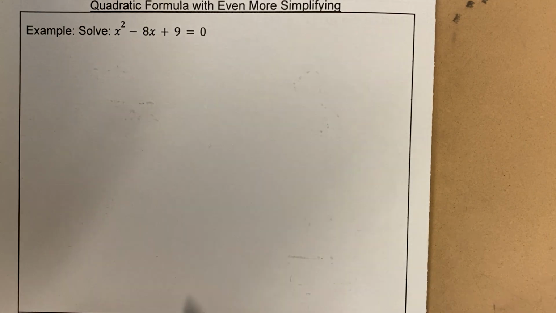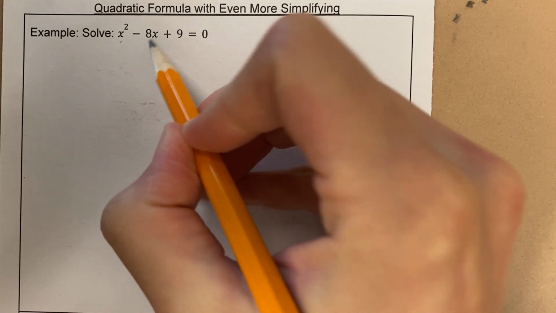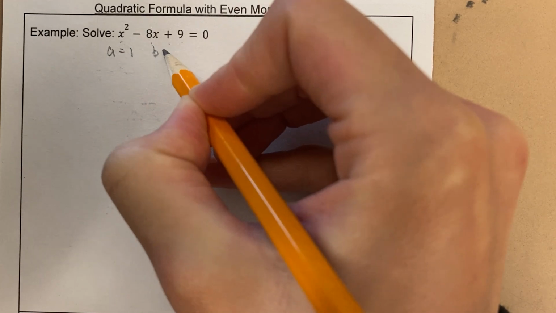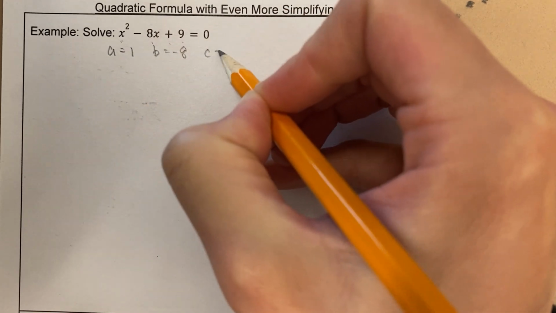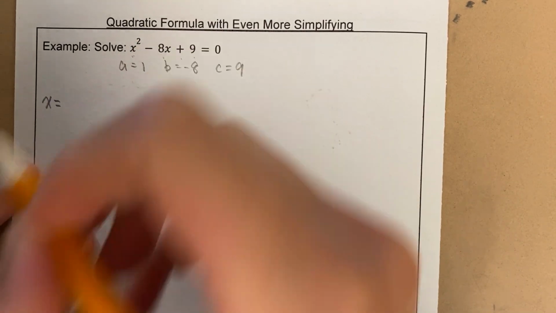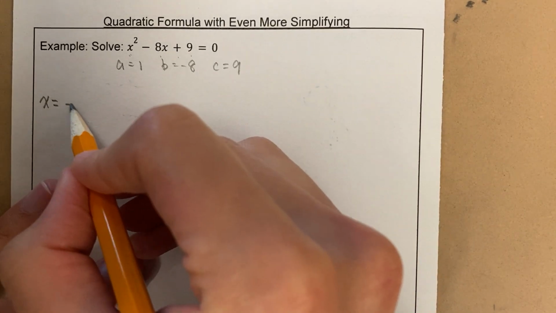All right, here we go. I'm going to notice it's in standard form, ax squared plus bx plus c. So in this case, my a is 1, my b is -8, and my c is 9. All right, so here we go. You're going to see there's just one difference between what we've been doing and this, so I think you're going to find it not too difficult.